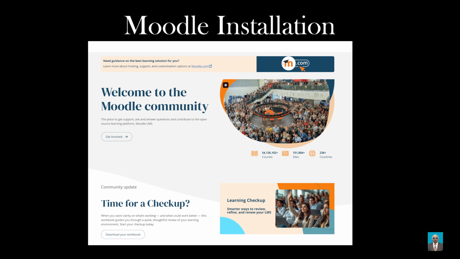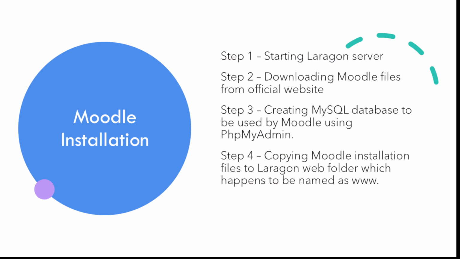So now let us get into the nuts and bolts of installation of Moodle. Moodle installation can be covered in 4 steps. Step one is actually getting the server ready. In this case, we are going to have a Laragon server, which is actually PHP running on Apache, then SQL server, and then email server, all three put together running in a local environment.